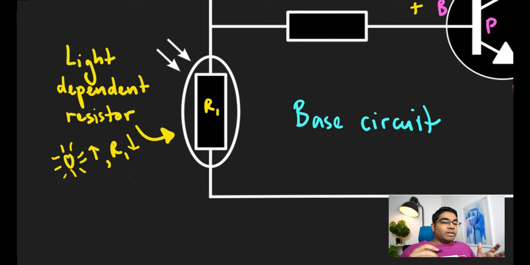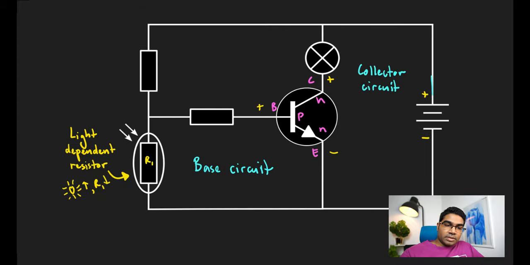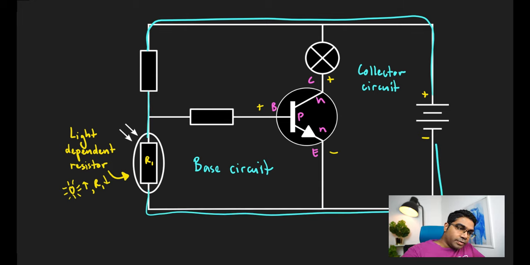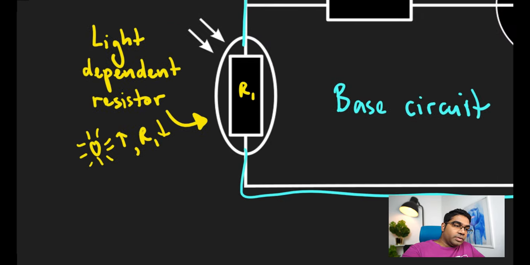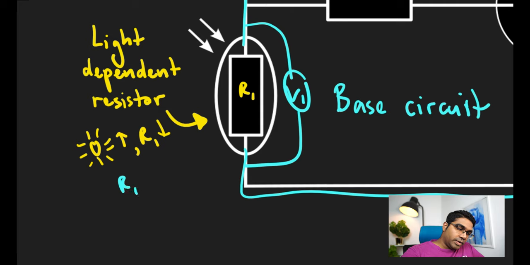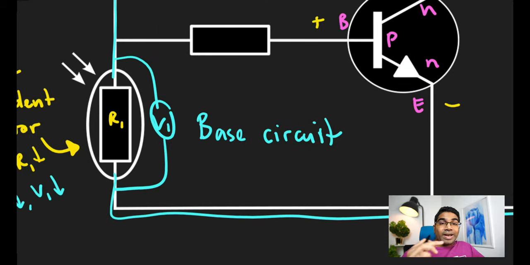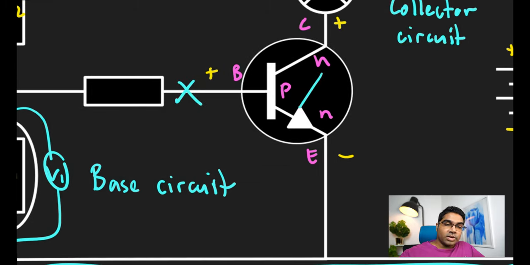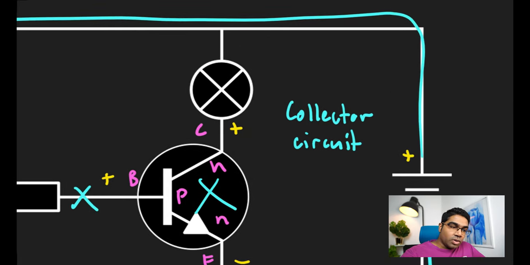If the environment was bright, the resistance of the LDR will drop. And just like earlier, we have a potential divider. The power source is connected to this resistor and the LDR in series. And therefore, let's call this R2. When the resistance of the LDR drops due to brightness, the voltage across the LDR, let's call this V1, will drop as well. So when R1 drops, V1 drops. When V1 drops, it is not enough to overcome the junction potential here. What happens is there is no base current. When there is no base current, the transistor is not turned on. And when the transistor is not turned on, there is no collector current. Current will not flow in the collector circuit. The electrical component will not work. In our case, the light bulb does not light up.